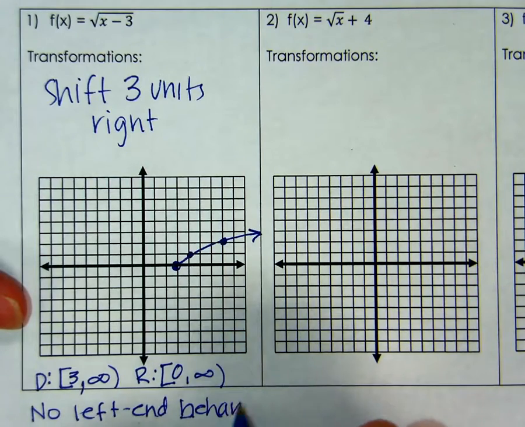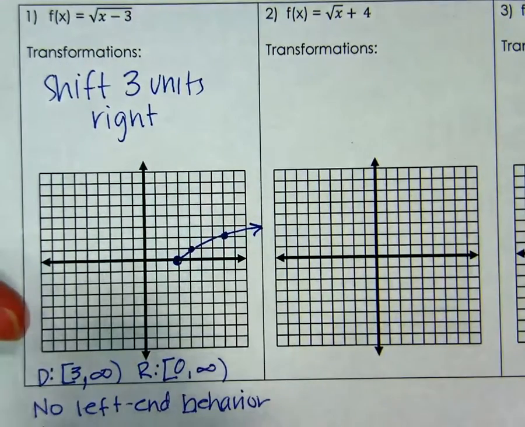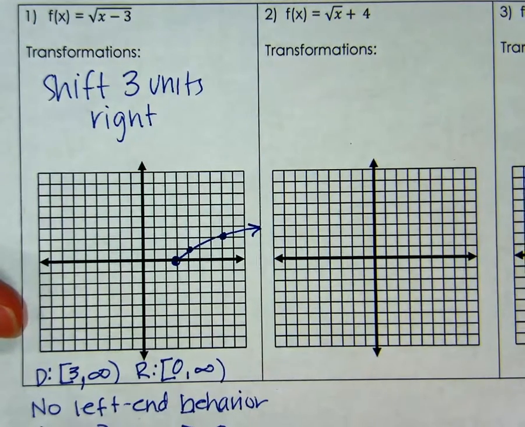And then as we move to the right, so as x approaches infinity, y also approaches infinity. And that's what those arrows mean. It means approaches infinity.